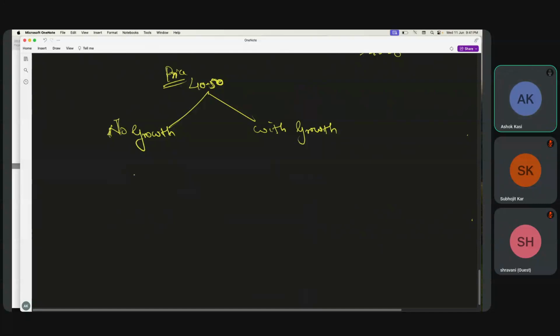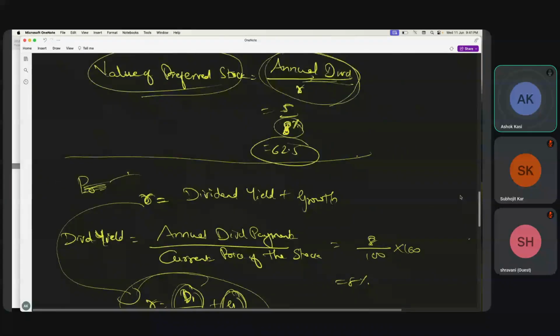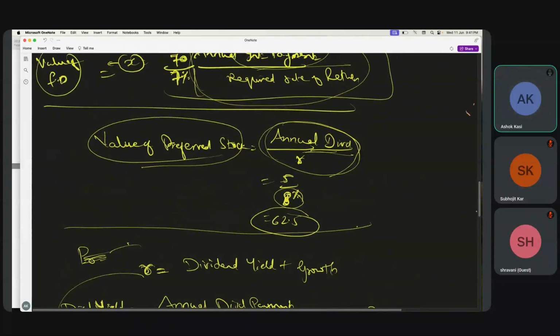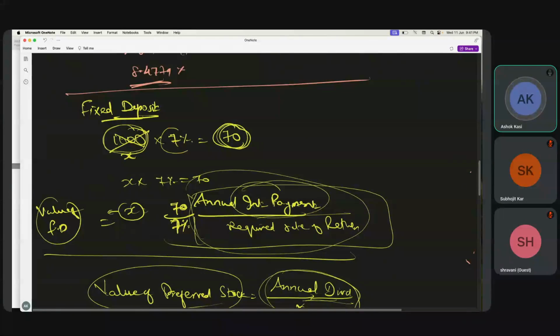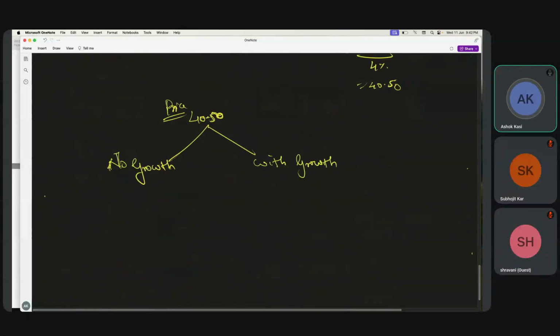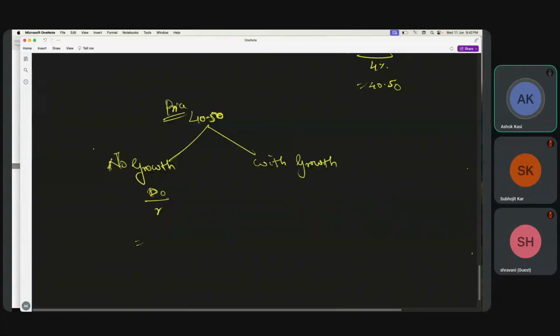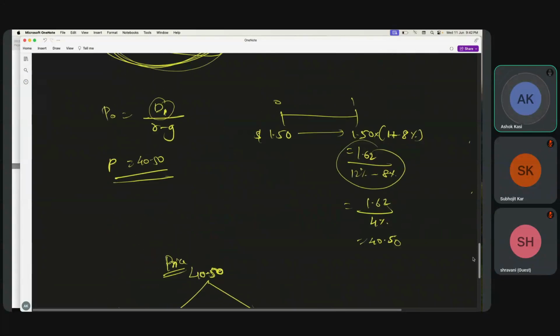Now, no growth means, so when I say no growth, we will use that perpetual method. No growth. Every time you are keeping 1,000 rupees in the bank, and every time they are giving you 7%, 70 rupees. So there is no further growth. So for that, the formula will be dividend without any growth divided by R. So how much were you getting without any growth? You are getting 1.50, right?